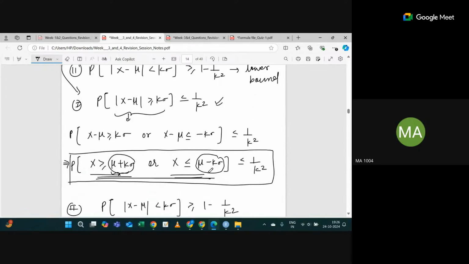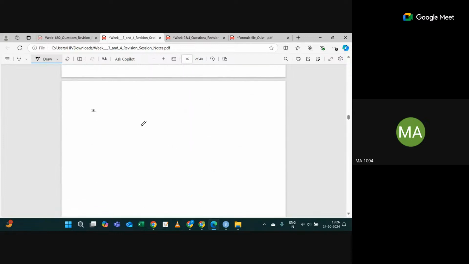Okay, let's do one example, then we will proceed. Let me take a different example so that you can get an idea. Suppose X follows binomial distribution with parameters 200 comma half. My question is, find the upper bound on the probability that x is greater or equal to 130 or x is less or equal to 70. I can reframe this as x is at least 130 or x is at most 70. The meaning is the same, right? Are you getting my point? Okay, so this will be less or equal to 1 by k square.